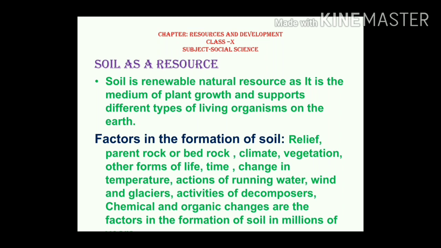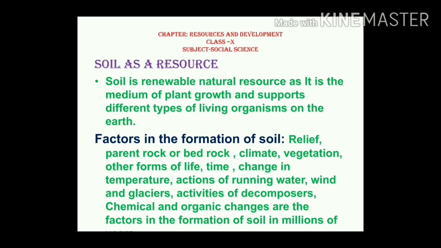Students, in the formation of soil, various factors of nature also play an important role, like temperature, the action of running water, wind and glaciers, and the activities of decomposers. Then some chemical and organic changes which take place in the soil are equally important. And all these factors require a long time. As I said to you, it really is a long and gradual process.